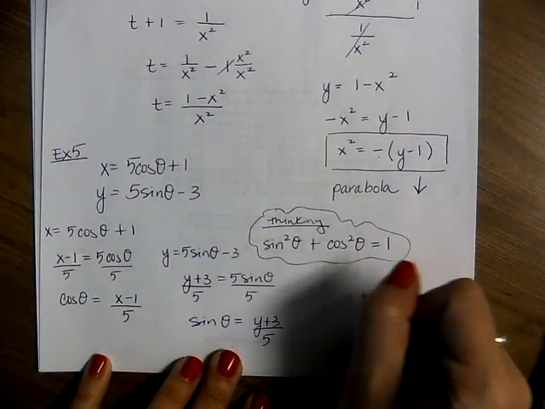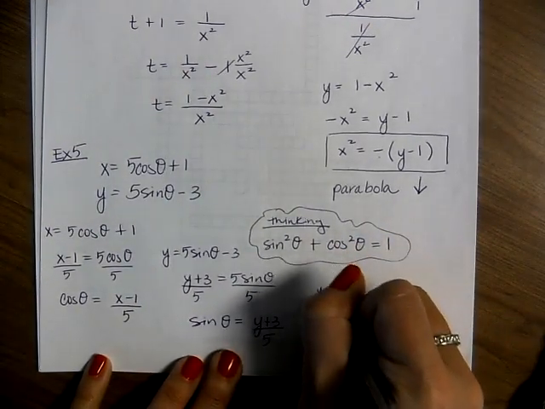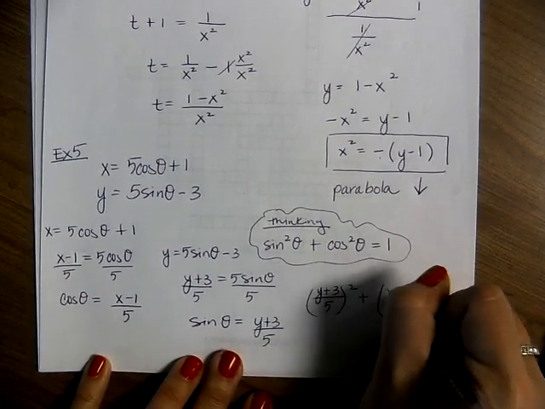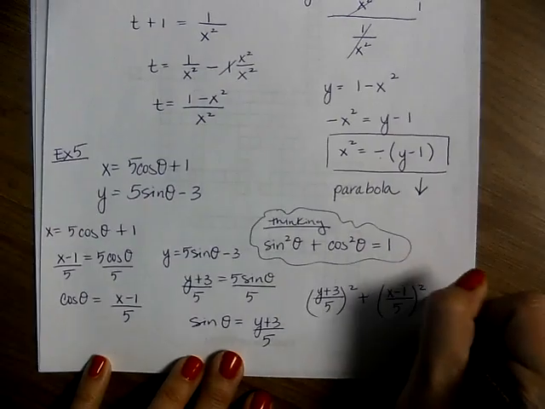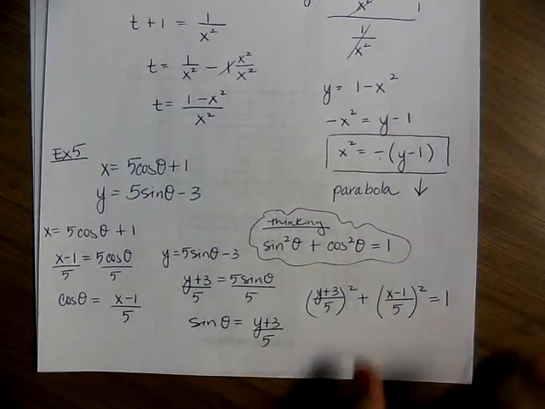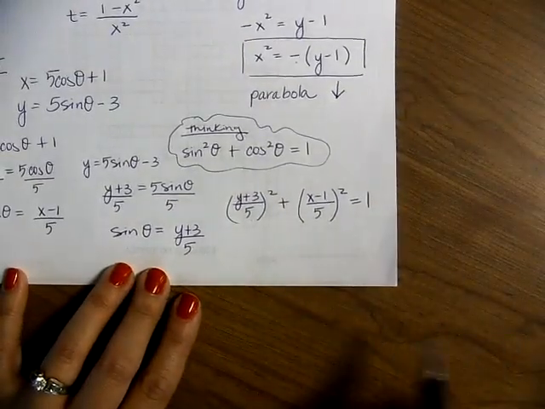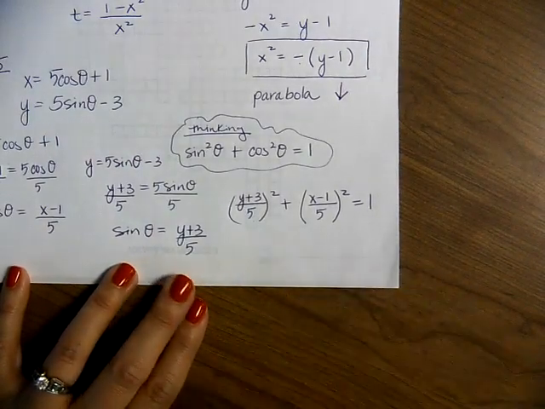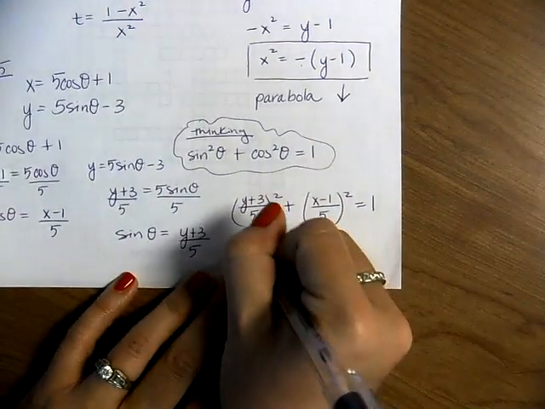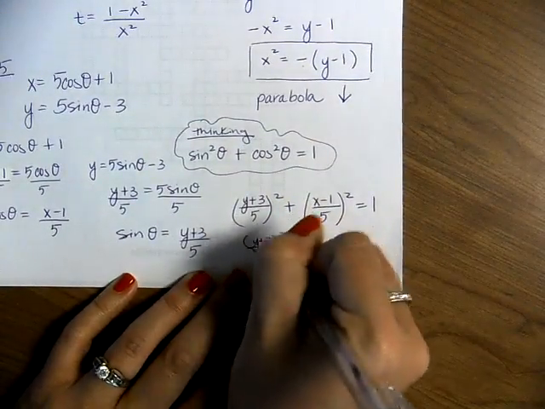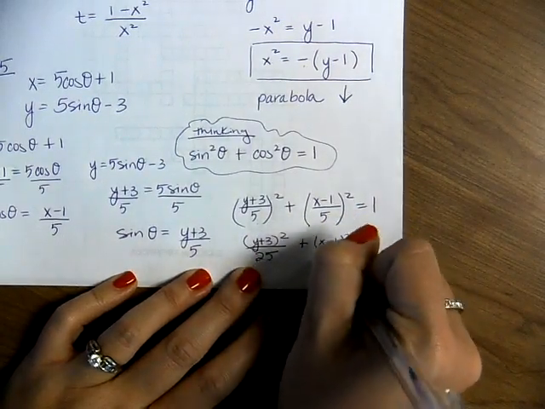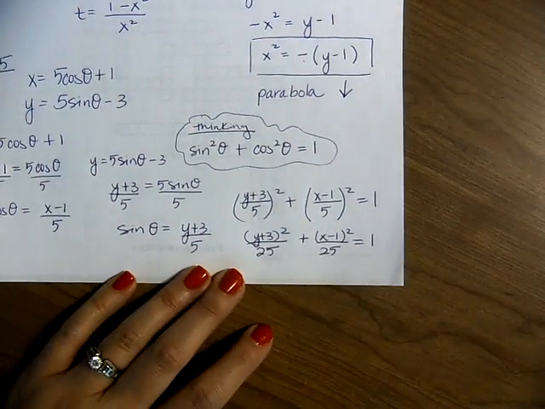So if I do this, I have y plus 3 over 5 squared plus x minus 1 over 5 squared equals 1. Notice I have eliminated theta completely. Okay, so now I'm going to simplify this. So we're almost there. It's going to be awesome at the end. So just wait. So y plus 3 squared over 25, right? Plus x minus 1 squared over 25 equals 1.